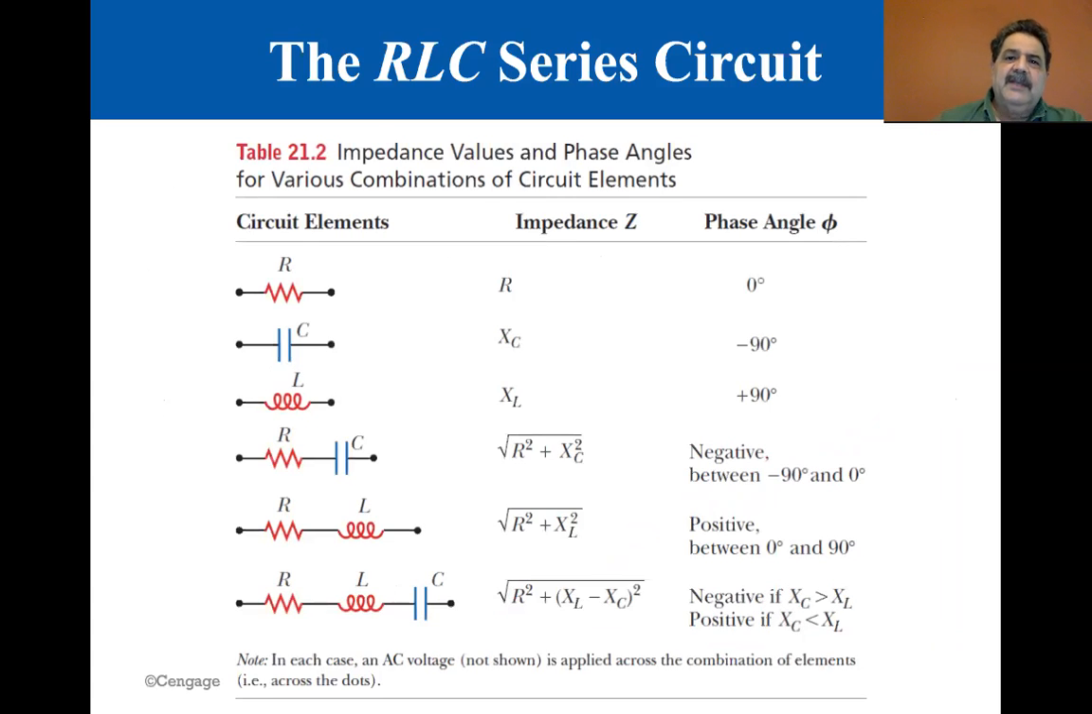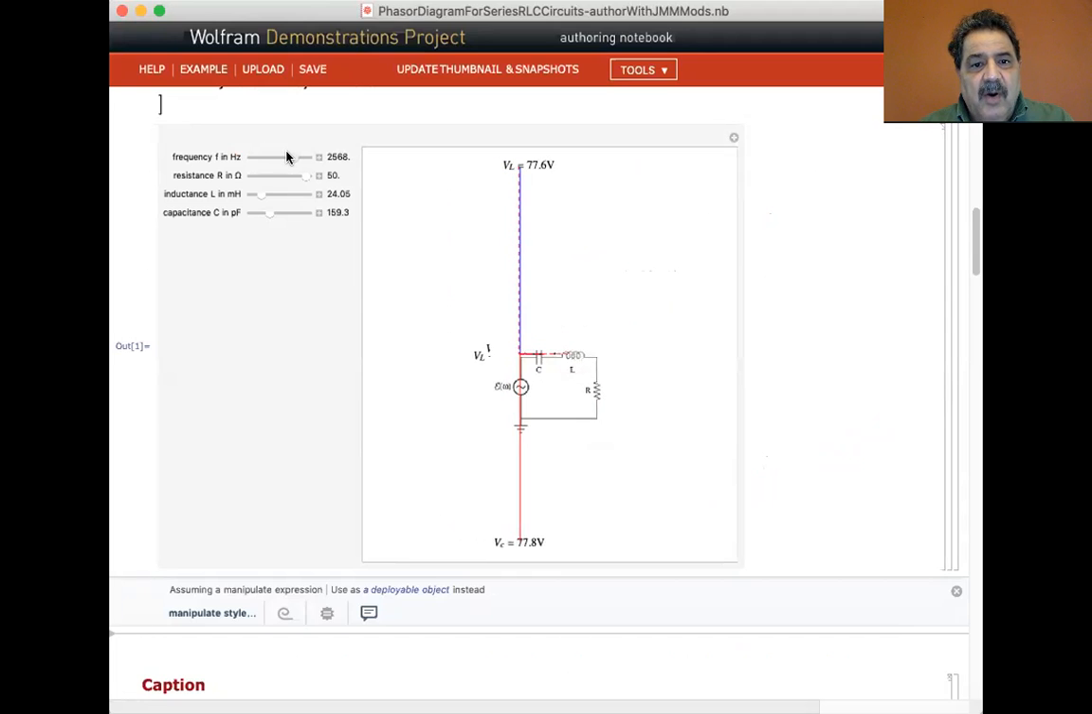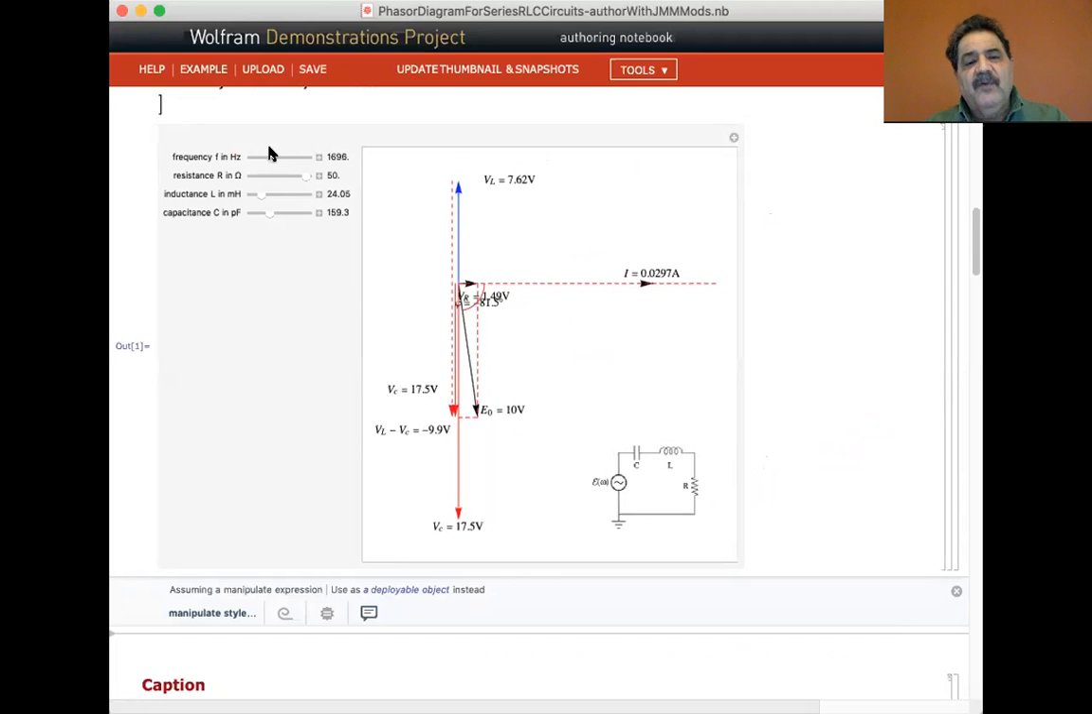So let me take a break here and let you see, I think I have Mathematica, and we can see here that it's phase dependent, it's frequency dependent. So here, if I change this, you can see that the VL is growing. The VL is the blue, the VC is the red, and the black is the real part, the resistance.